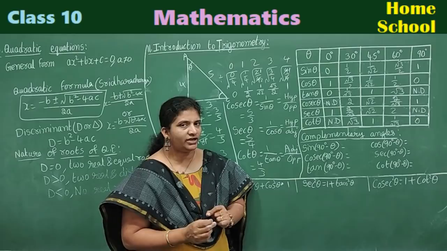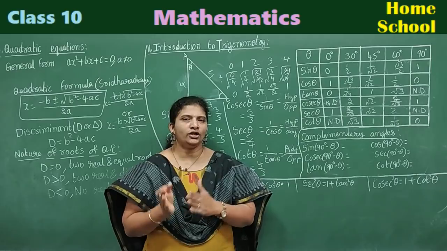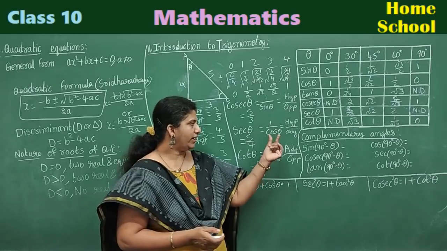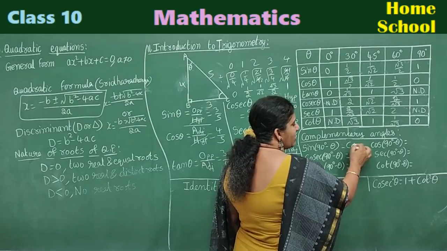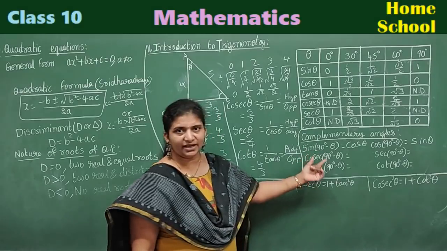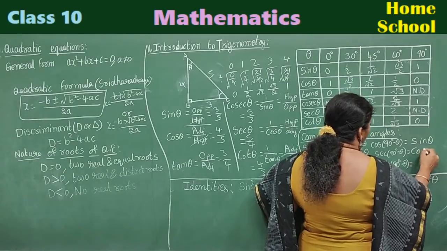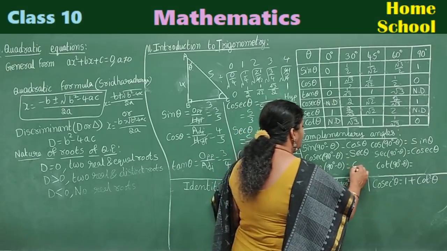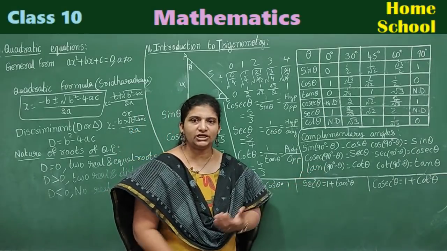Then coming to trigonometry complementary angles: sine, cos, cos, sine, tan, cot, tan, cosecant, secant, secant, cosecant. You need to remember. Sine of 90 degrees minus theta is cos theta, cos of 90 degrees minus theta is sine theta. Cosecant of 90 degrees minus theta is secant theta, secant of 90 degrees minus theta is cosecant theta. And tan of 90 minus theta is cot theta, cot of 90 minus theta is tan theta. These are all very simple to remember.